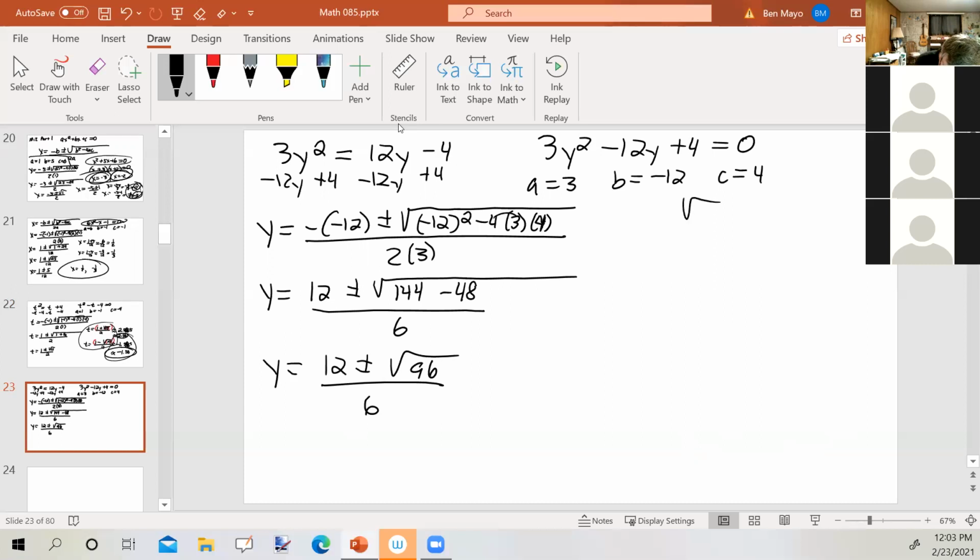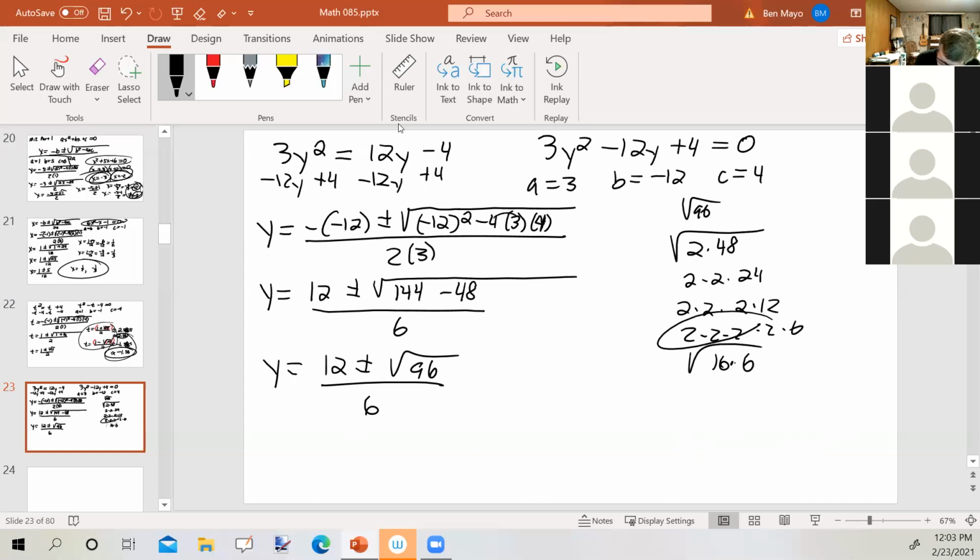Okay, I think I can simplify the square root of 96. Let's see. The square root of 96 would be the square root of 2 times 48, which is 2 times 2 times 24, 2 times 2 times 2 times 12, 2 times 2 times 2 times 2 times 6. What do we got? 16 times 6. So basically 16 is the biggest square factor. So 96 is 16 times 6, and the square root of 16 is a 4 outside. So that's going to give us 4 square roots of 6. So y equals 12 plus or minus 4 square roots of 6 over 6. So far, so good. Any questions there?